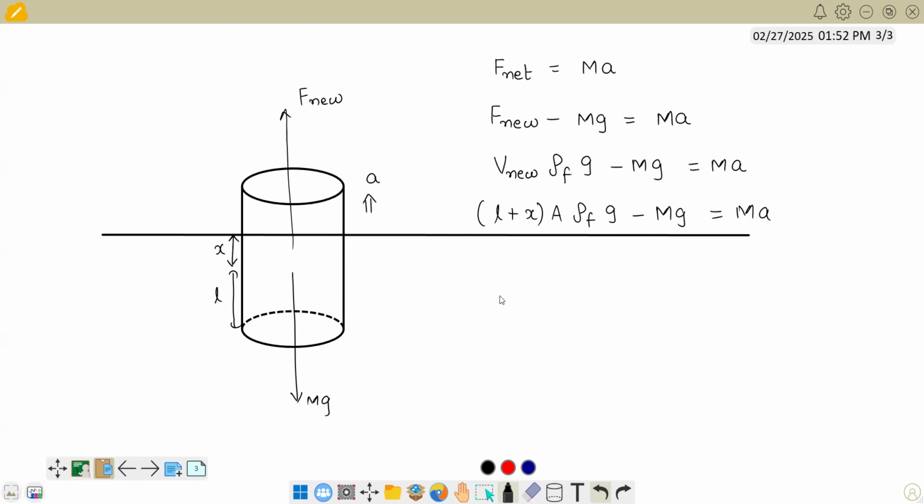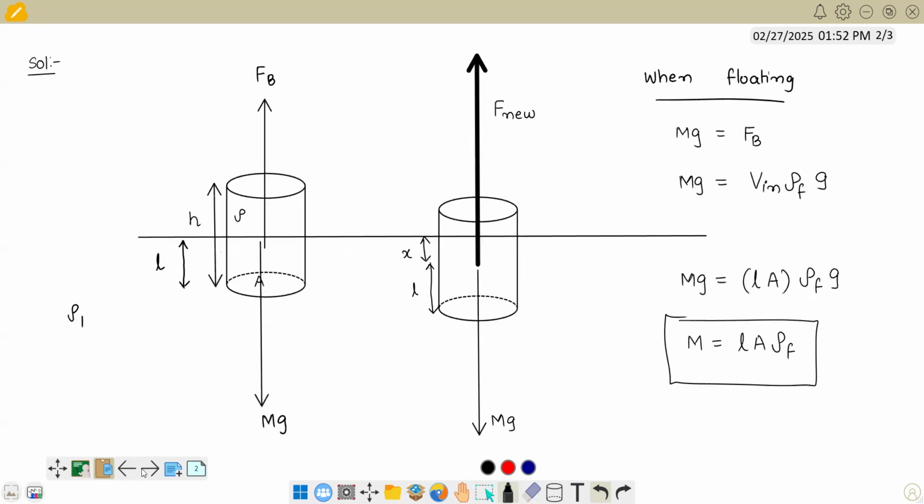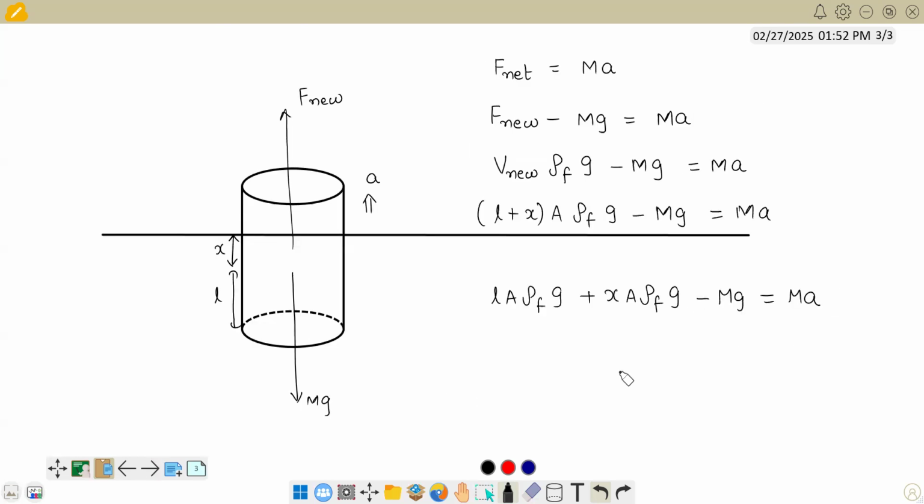So let us multiply this. You will get LA density of fluid into g plus xA density of fluid into g, minus mg, is equal to ma. In the earlier result we got LA into density of fluid into g is nothing but mg. So I can cancel this mg term and this term. So what is left? xA density of fluid into g is equal to ma.